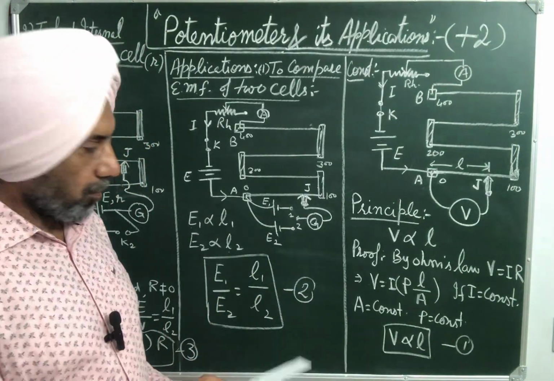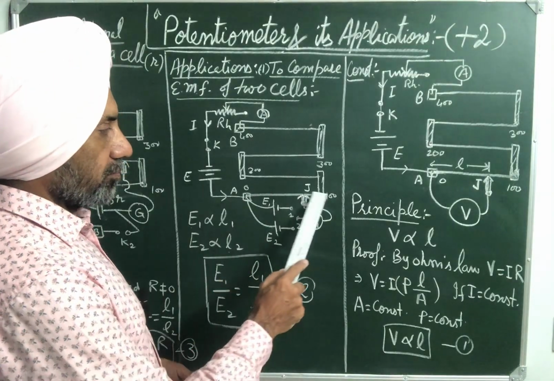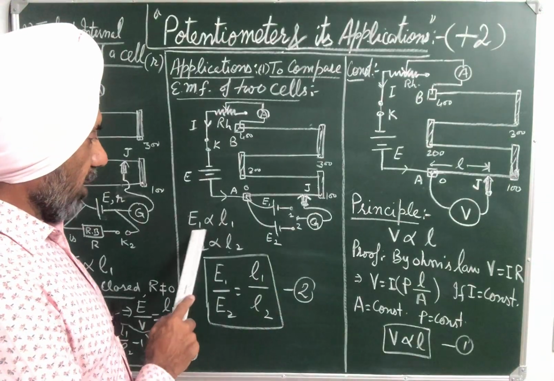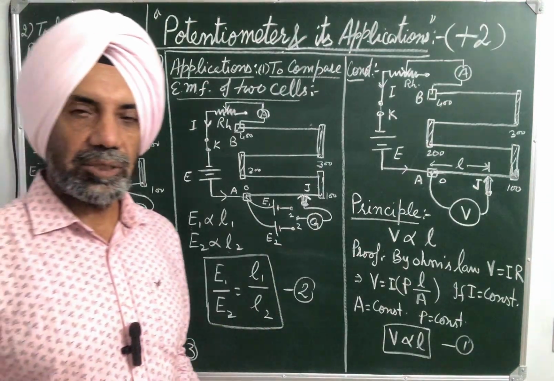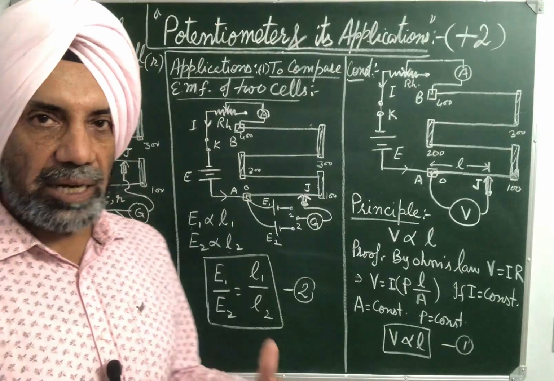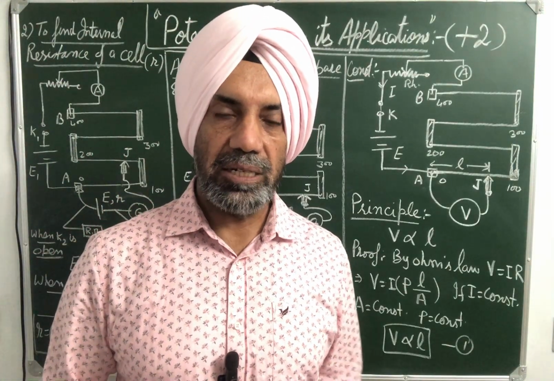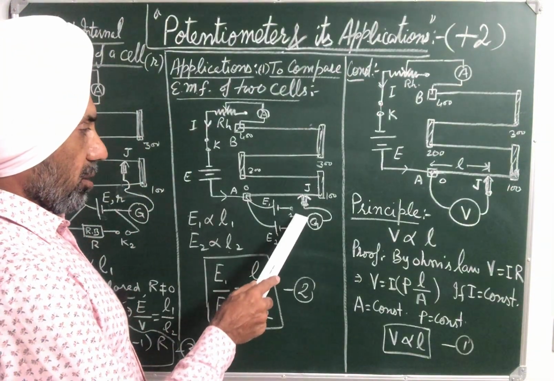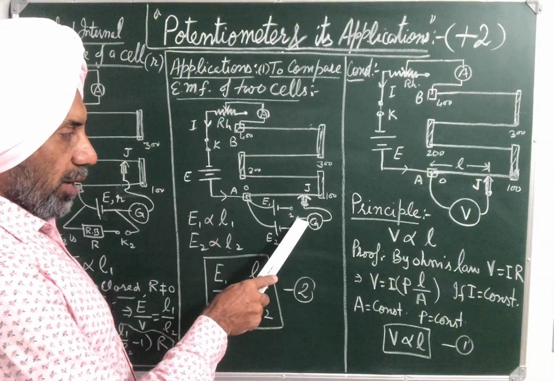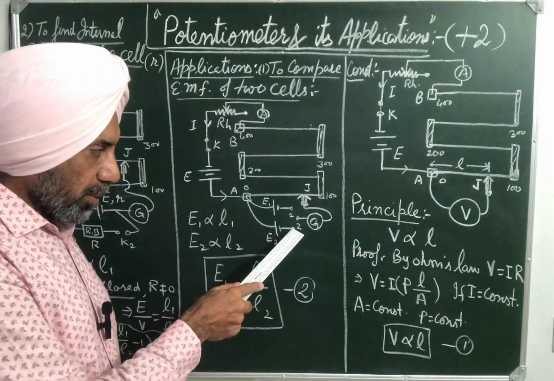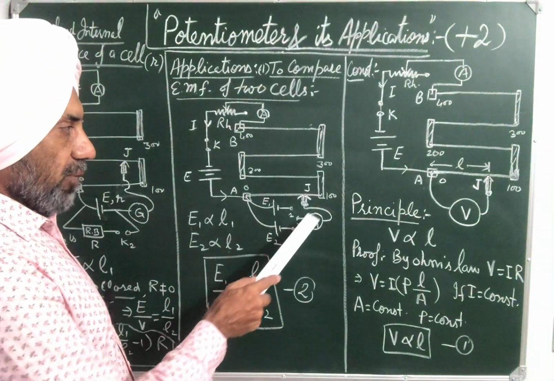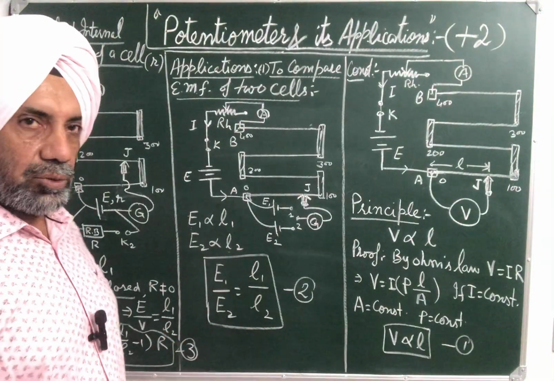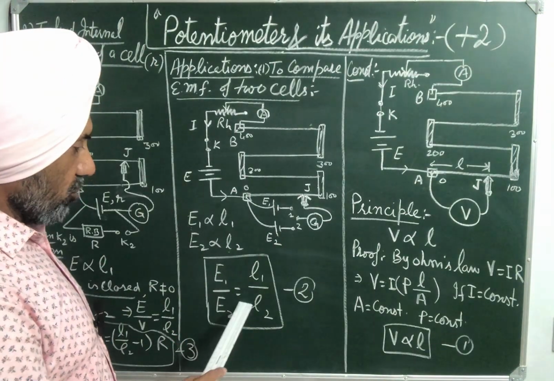E2 is out of circuit. Then find the balancing length. Let it be L1. So E1 will be proportional to L1, because when no current is being drawn from cell, its potential difference is nothing but EMF. Now take out key from gap number 1 and insert it in gap number 2. Again find the balancing length. Let it be L2. So E2 is proportional to L2. So E1 upon E2 is equal to L1 upon L2.